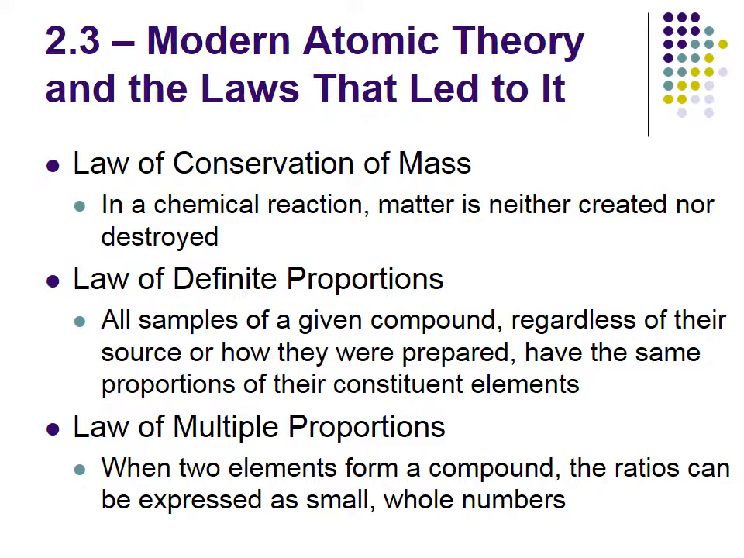The law of multiple proportions is a little bit different, but it sounds similar. It says when 2 elements form a compound, the ratios can be expressed as small whole number ratios. So really this is just saying that when we put hydrogen and oxygen together, they have to be in whole numbers. So H2O is water, H2O2 is hydrogen peroxide, and it's still following the law because we still have whole numbers. So we're going to do a couple practice problems to represent these.